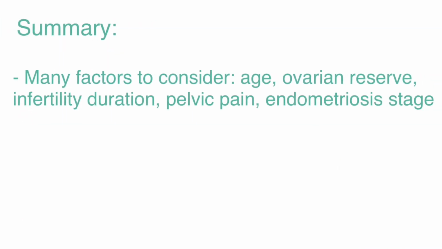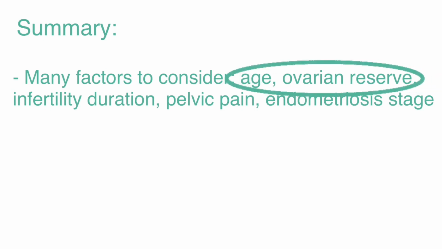In summary, many factors must be considered to decide treatment in patients with endometriosis, such as the woman's age, her ovarian reserve, the infertility duration, pelvic pain, and stage of endometriosis. Female age and ovarian reserve are particularly important factors to consider when planning treatment, and in older women over the age of 35, there may be a decline in fertility due to the additive effects of both endometriosis and age, and more aggressive treatment is warranted either with IUI or IVF.